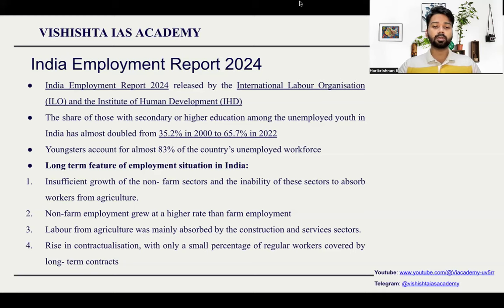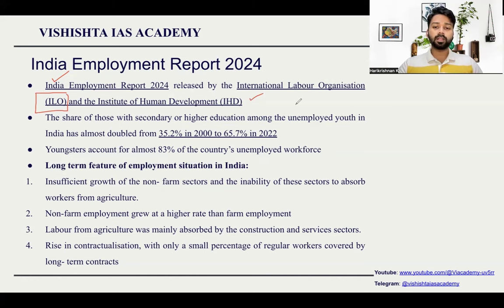India Employment Report 2024. India Employment Report is released by ILO, that is International Labour Organization. Just because we have India in it, you cannot think that it is released by the government or some agency such as Niti Aayog, etc. It is released by the International Labour Organization, ILO, and the Institute of Human Development, that is IHD. Try to remember it very well.